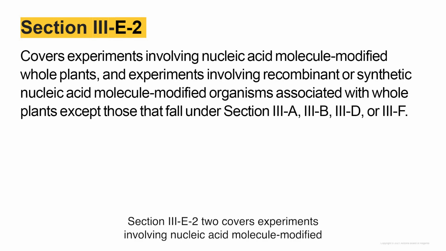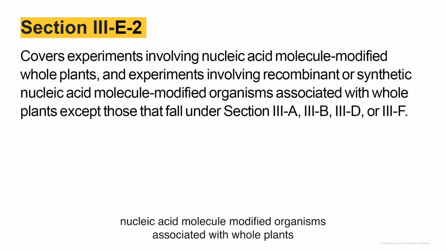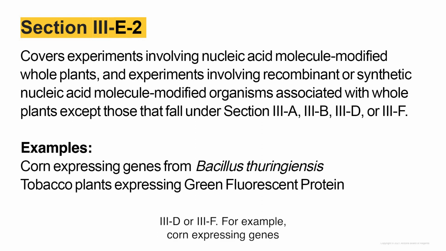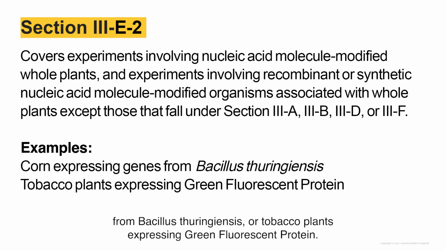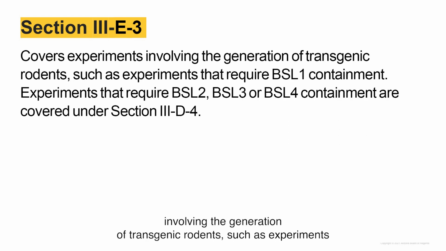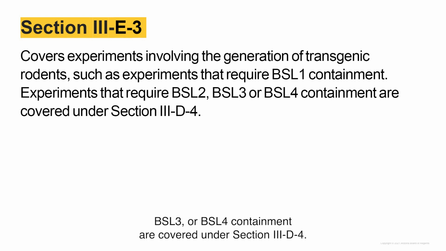Section 3E2 covers experiments involving nucleic acid molecule modified whole plants and experiments involving recombinant or synthetic nucleic acid molecule modified organisms associated with whole plants, except those that fall under Section 3A, 3B, 3D, or 3F. For example, corn-expressing genes from the Bacillus thuringiensis or tobacco plants expressing green fluorescent protein. Section 3E3 covers experiments involving the generation of transgenic rodents, such as experiments that require BSL-1 containment. Experiments that require BSL-2, BSL-3, or BSL-4 containment are covered under Section 3D4.